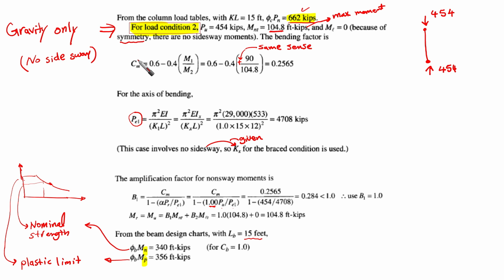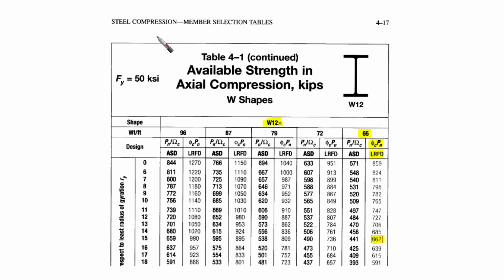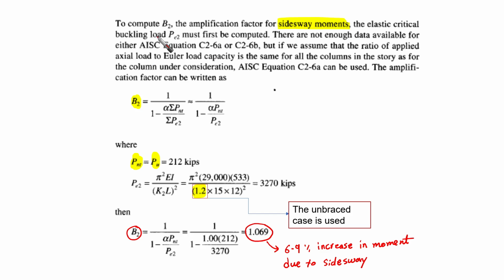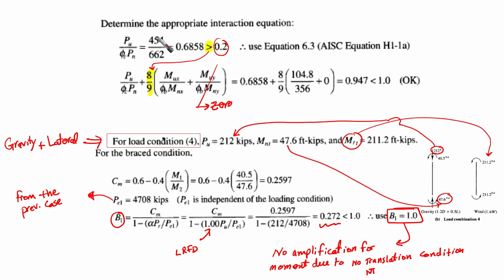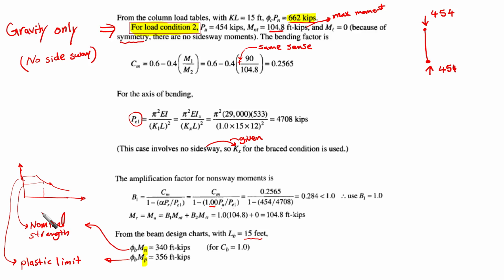Then we are going to make two cases here. The first case is for gravity load combination only, no side sway. This is for load condition number 2. And then we have another case, gravity plus lateral, which is for load condition number 4. Gravity loads are dead load and live load, and here we also have wind load. So we're going to repeat what we do two times.